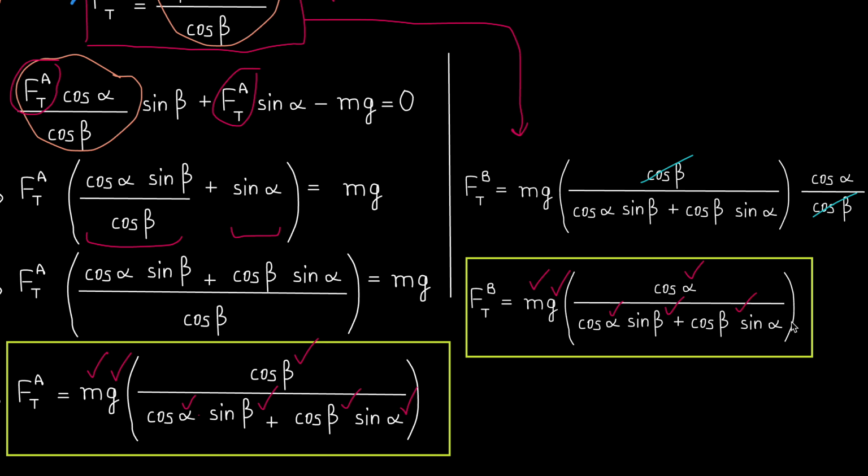Note that the expressions for FTA and FTB are fairly similar. Both are mg times this expression involving angles. Also note that the dimensions are consistent. M times g, that's mass times acceleration, that is equivalent to force in terms of physical dimensions. And the expression in parentheses is dimensionless. Cosines and sines have no physical dimensions, so the right hand side of each expression has the dimensions of force.